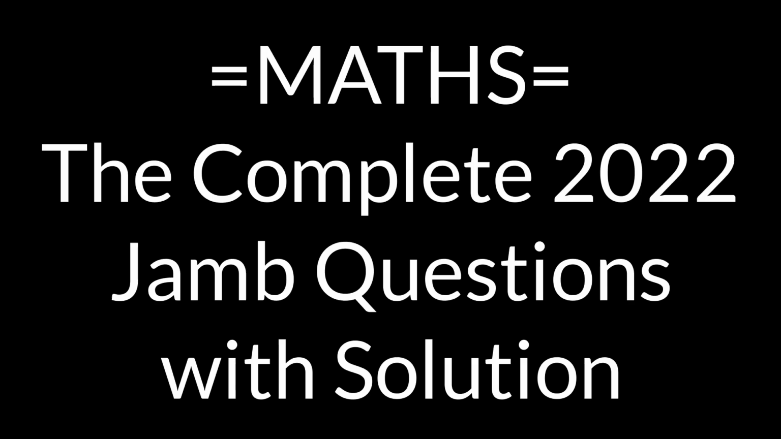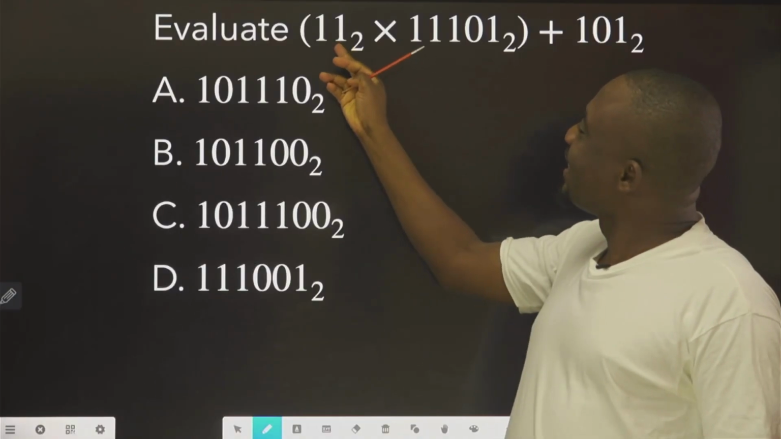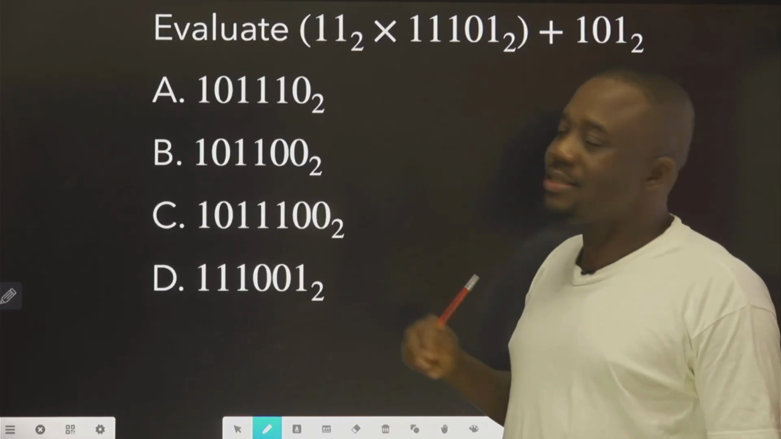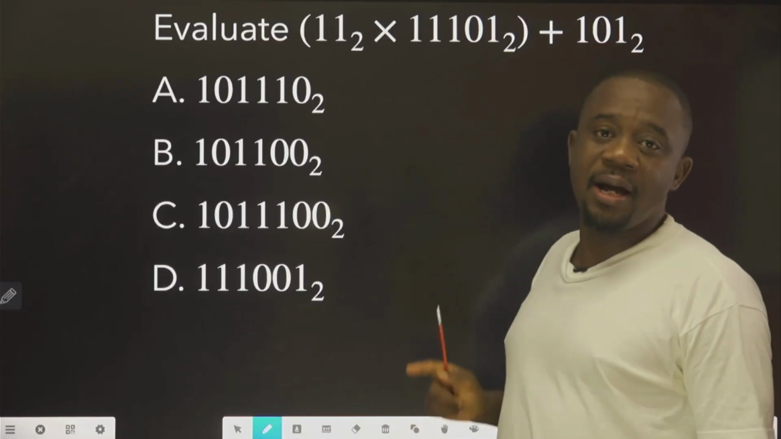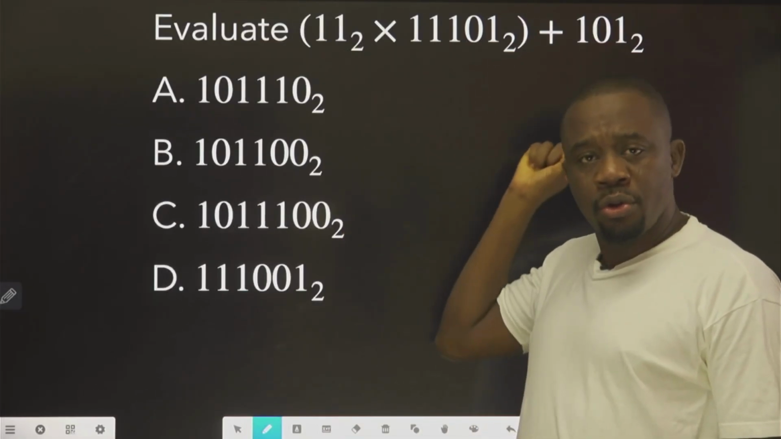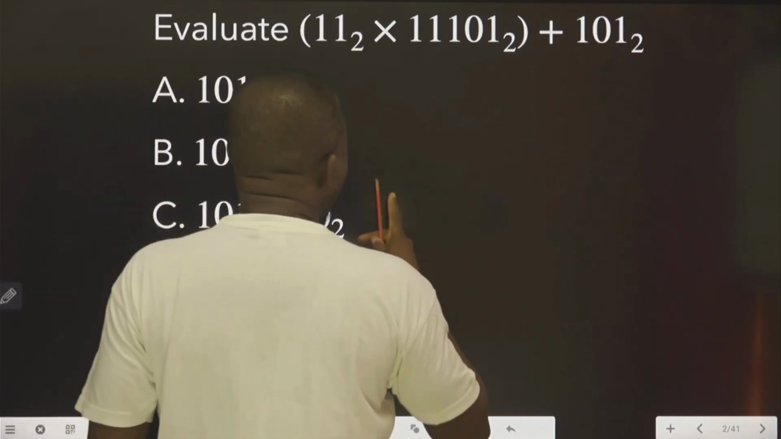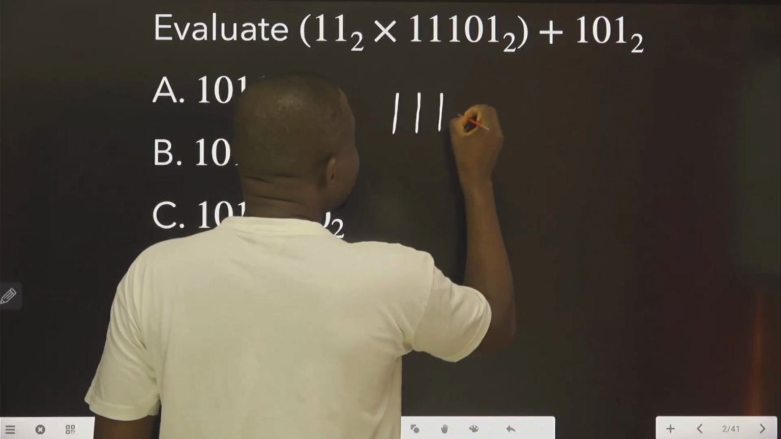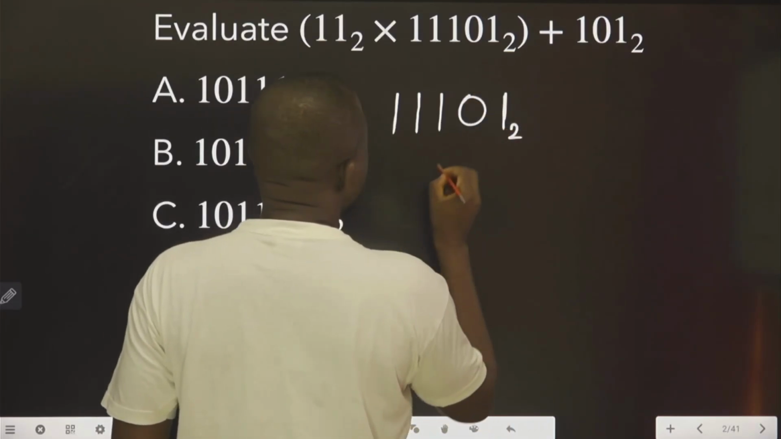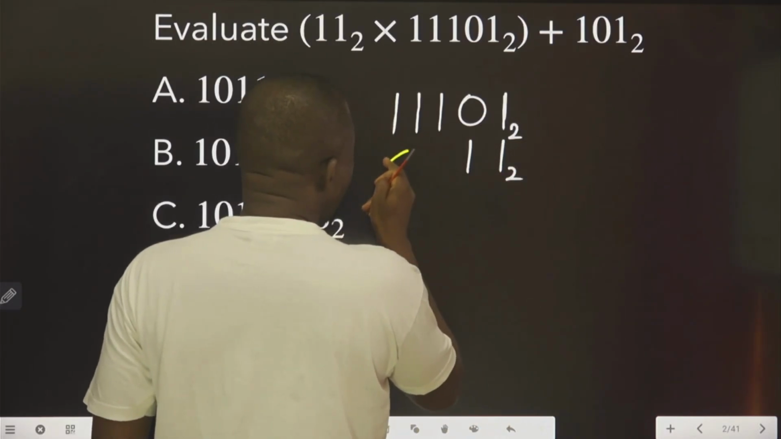Let's look at this question. It says evaluate this base 2 number multiplied by this plus this. Remember, always deal with what is in the bracket before any other one. So therefore, for this one now, we're going to write 1, 0, 1 to base 2, then 1, 1 to base 2. We are going to multiply this.